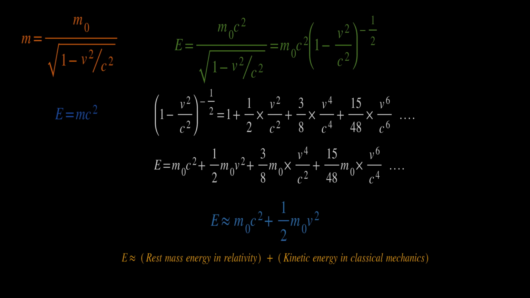Of course, there are some additional terms, the 3/8 m naught v to the fourth over c squared and so on, but those are extremely tiny in comparison to the two terms m naught c squared plus a half m naught v squared. That's how the energy in classical mechanics fits as being part of the bigger mc squared energy in relativity.